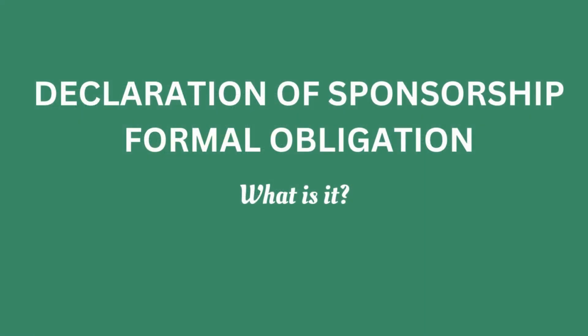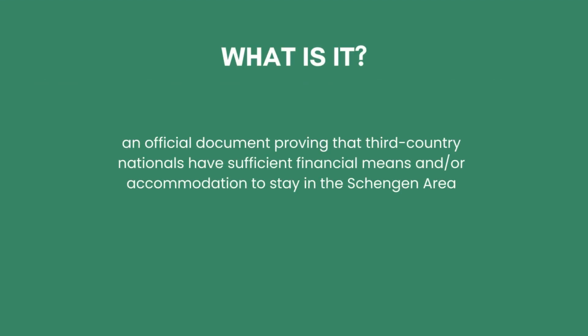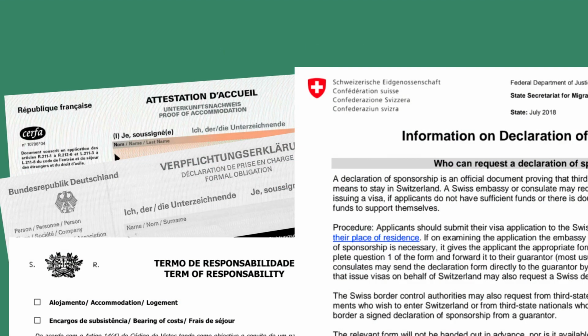So the formal obligation document has several names. But first, what is it? This is an official document proving that a third country national has sufficient financial means or an accommodation to stay within the Schengen area. This official document has different names in different countries. For example, in Austria, it's called the EVE.